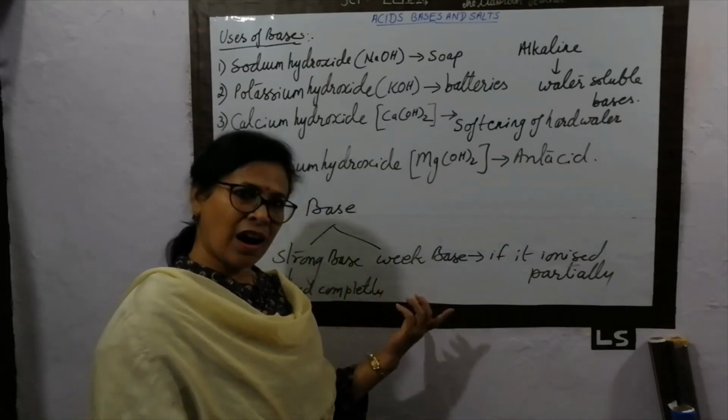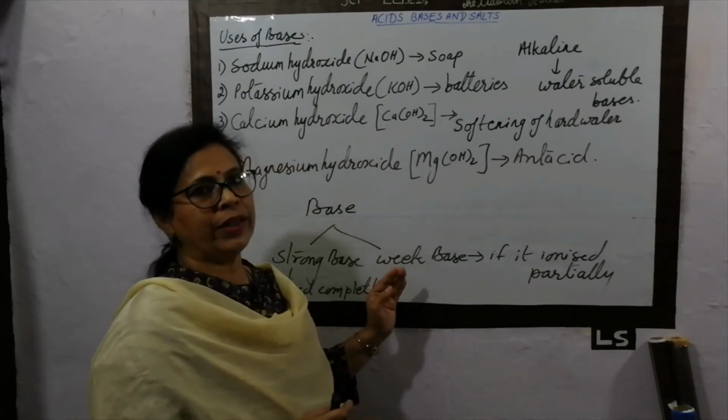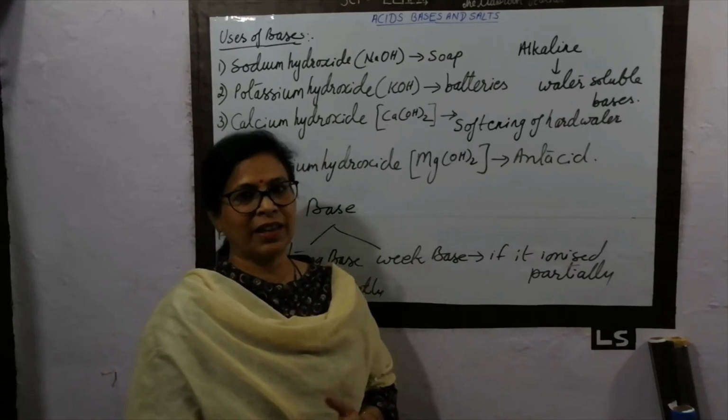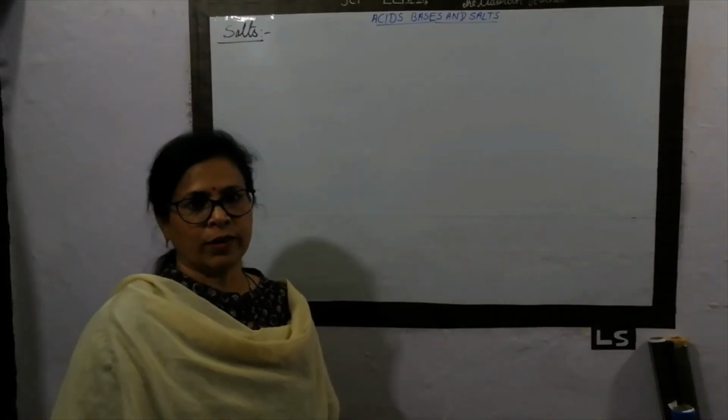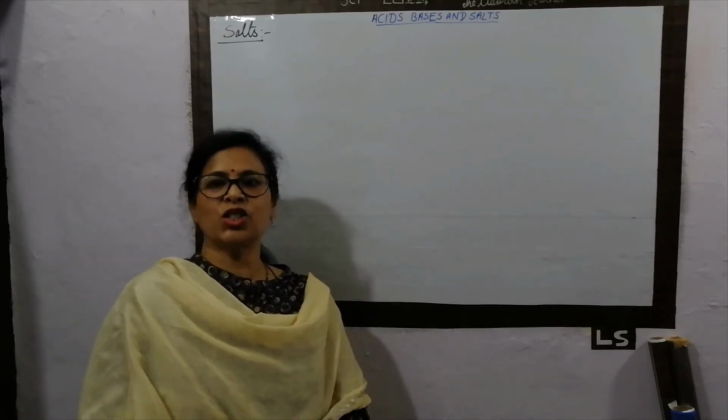And if half of the ion is released and the process gets reversed, then it is called the weak base. So this is about the base. Now salt. Salts, as you very much know, when acid reacts with the base, then salt is formed.